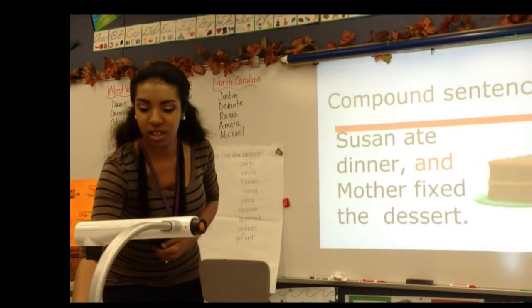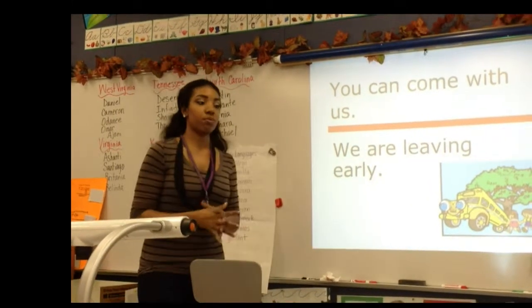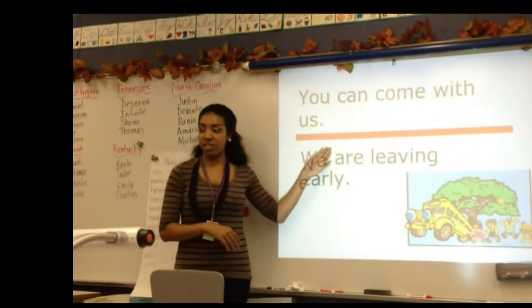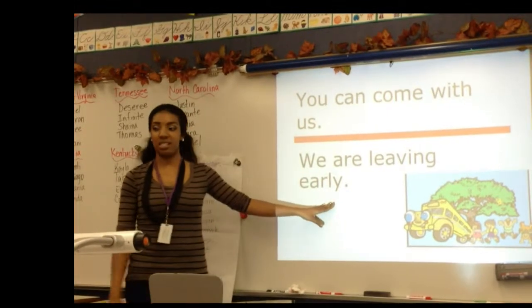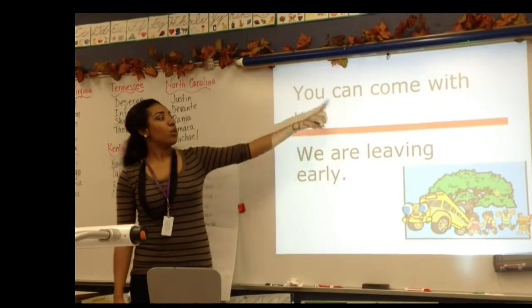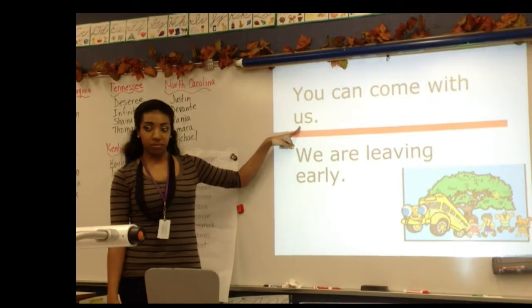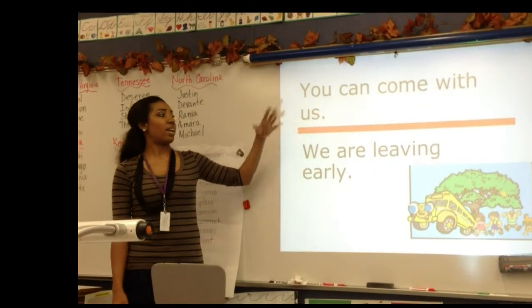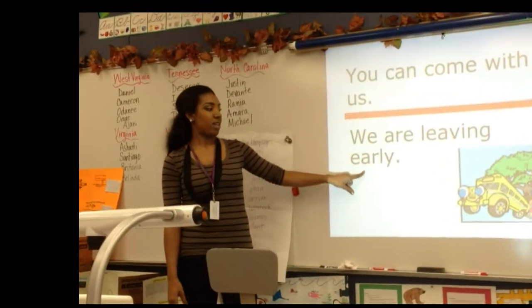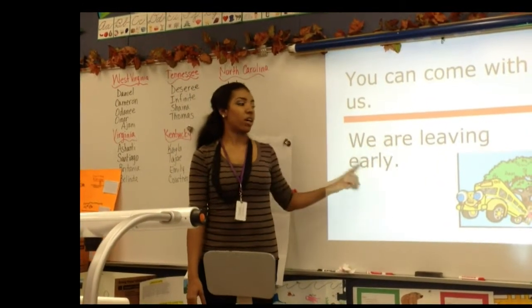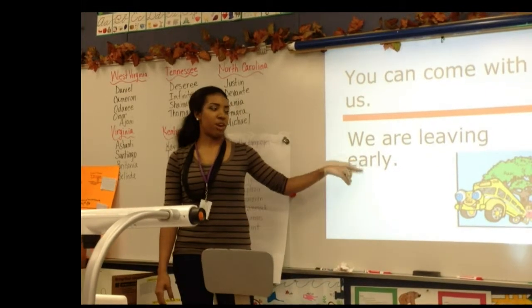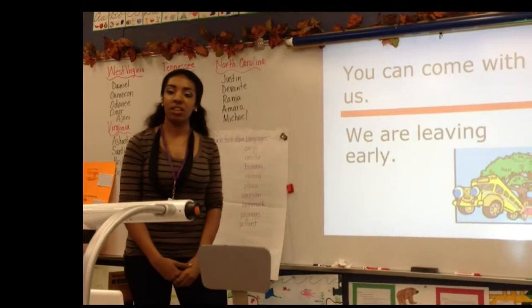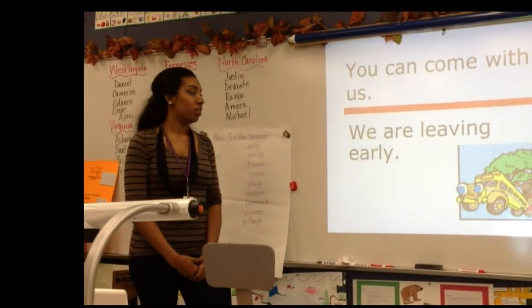All right. Don't call out. Remember, let's look at another example of two complete sentences standing on their own. You can come with us. There's a subject and there's a predicate. You is the subject and can come with us is the predicate. Next complete sentence. We are leaving early. Who can tell me the subject and predicate of that sentence? The subject is we and the predicate is are leaving early.